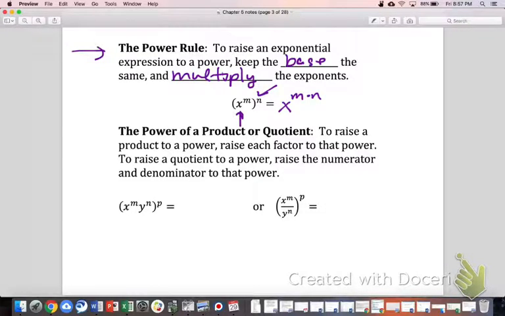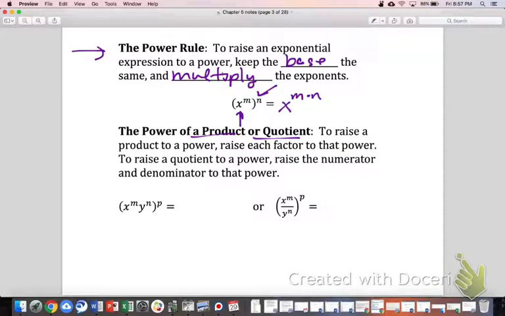And then finally, this extension here, the power of a product or the power of a quotient. To raise a product to a power, we're going to raise each factor to that power. To raise a quotient to a power, same thing. We're going to raise the numerator and denominator to that power. So this would be, on the left down here, this would be x to the m times y to the n to the p.